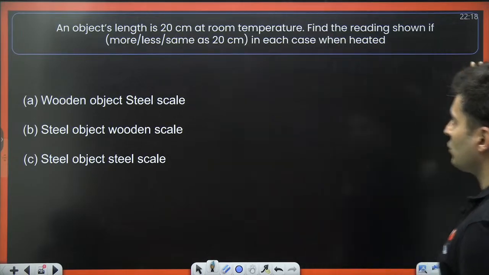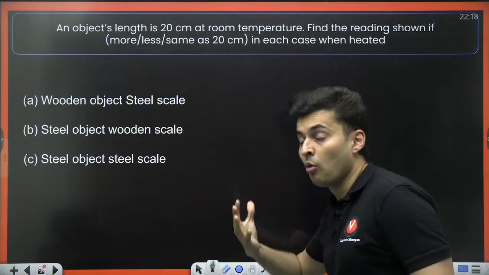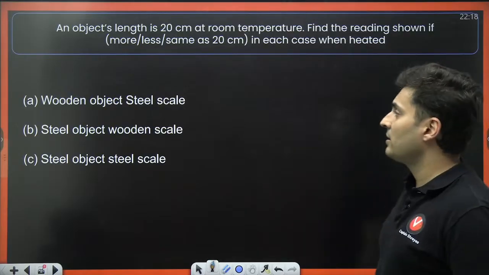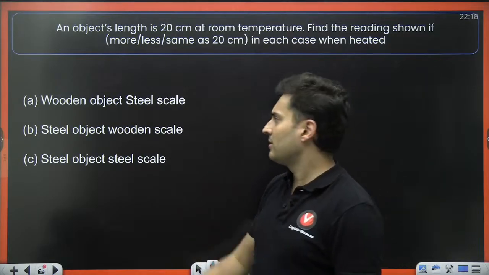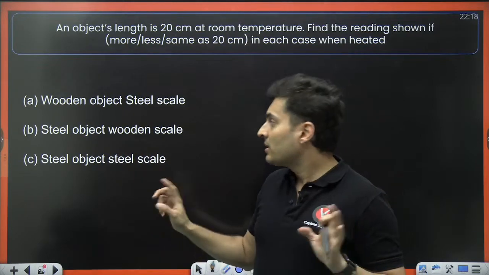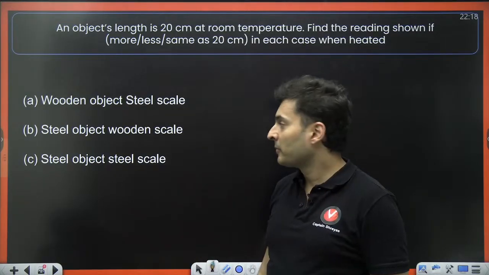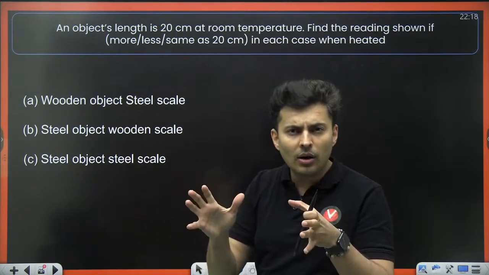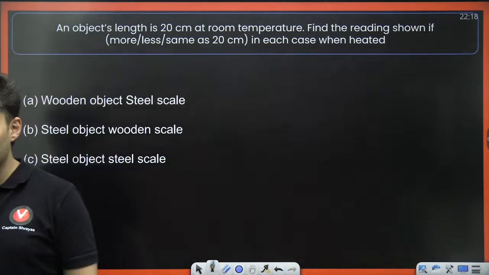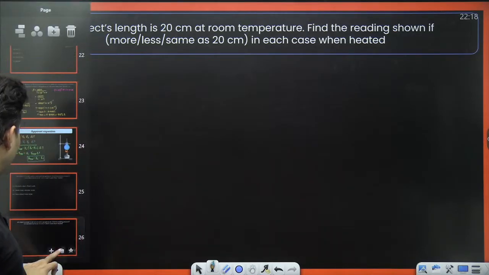An object's length is 20 centimeters at room temperature. Find the reading shown, if it is more, less or equal to 20 centimeters in each case when heated. First case, there is a wooden object. The scale which is used is steel. Second case, the object is made of steel and the scale is made of wood. And in the third case, it's a steel object and a steel scale. Wow, 3 different scenarios. Let's take everything one by one.